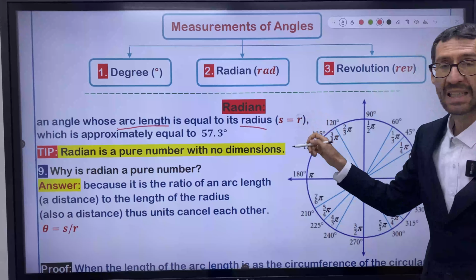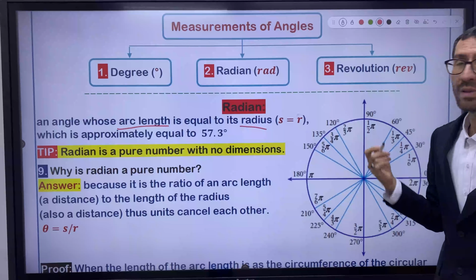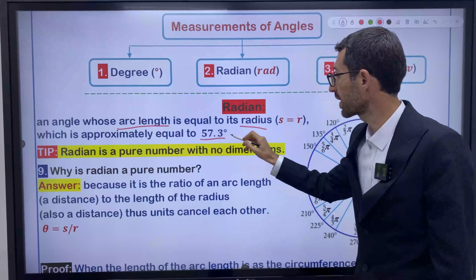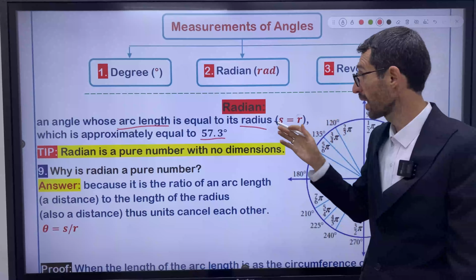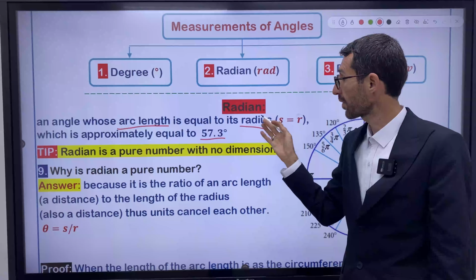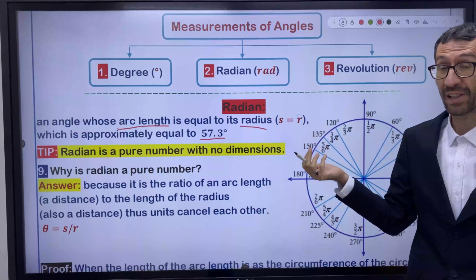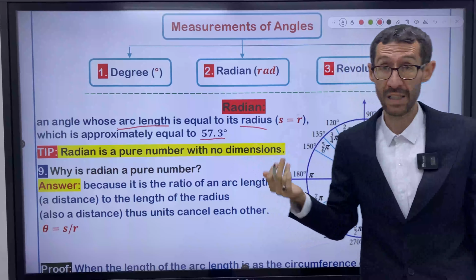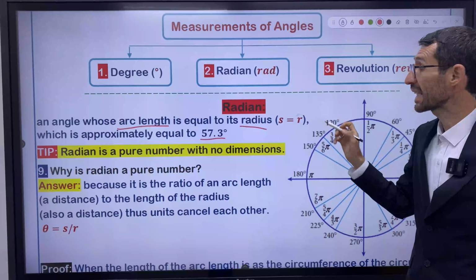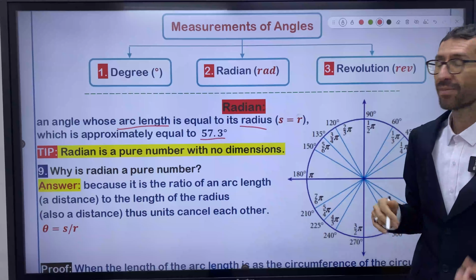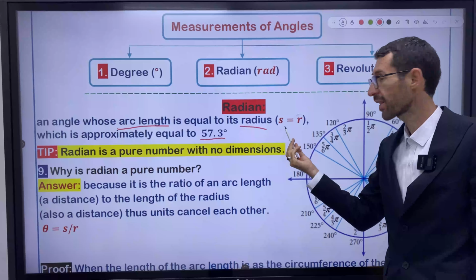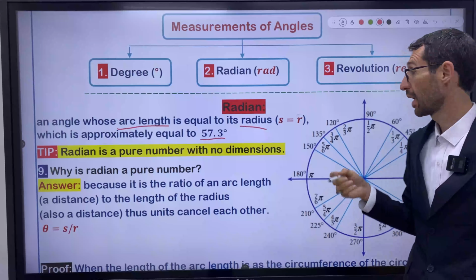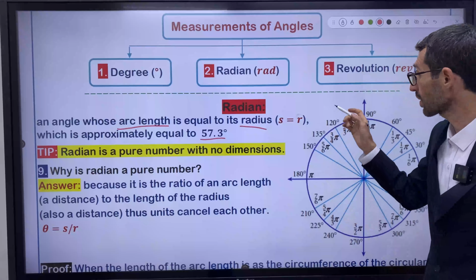Actually, we have a condition. If S is equal to R, the angle is equal to 1 radian, and is approximately equal to 57.3 degrees. So radian has to do with degree. You can convert degree to radian or radian to degree, and vice versa. So what's the condition to achieve 1 radian? If the arc length is equal to the radius of a circle.